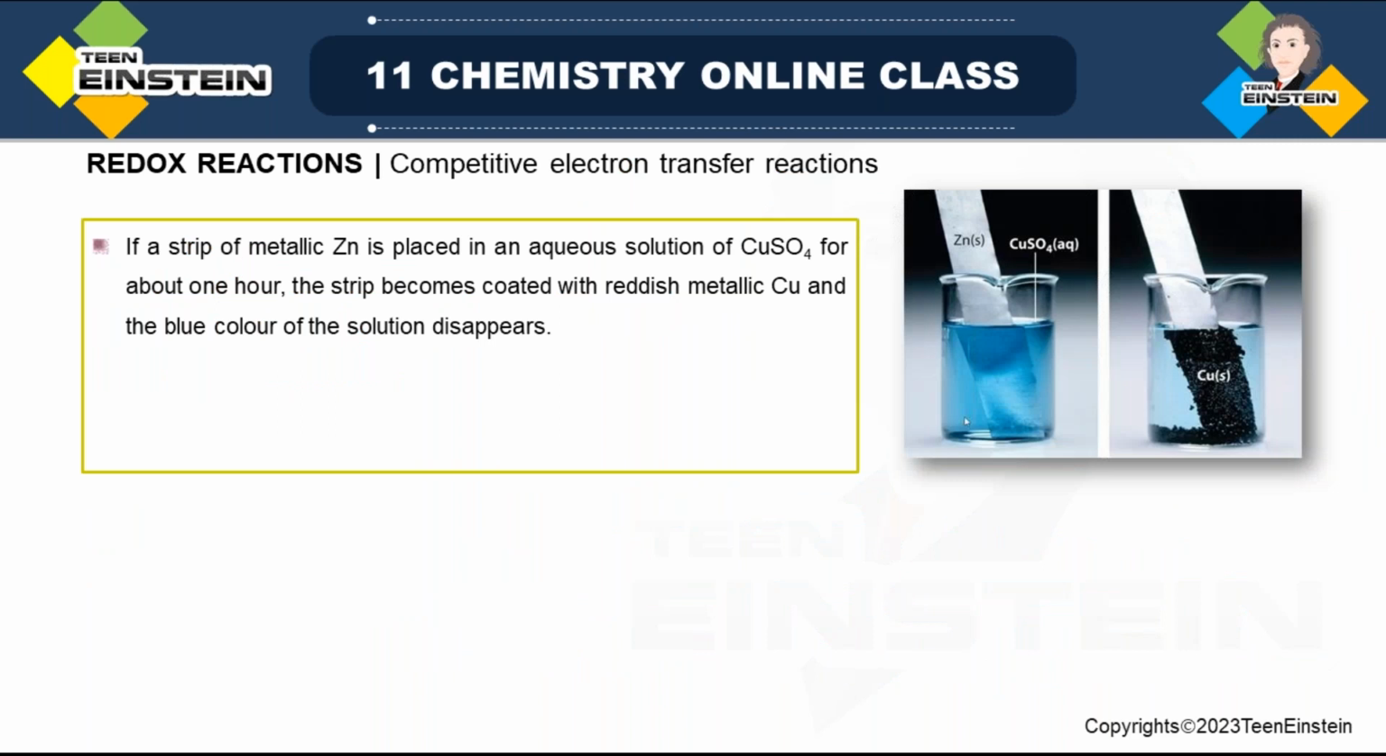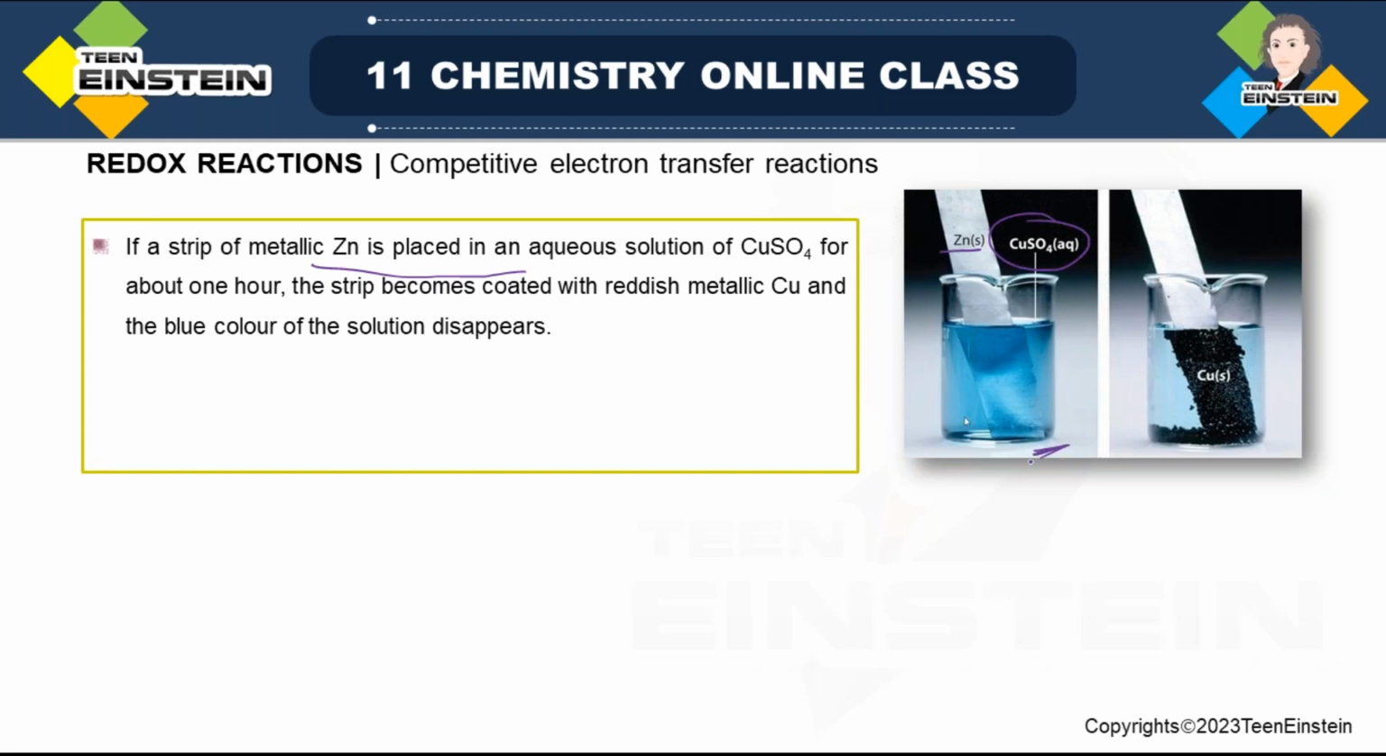Next topic we are starting: competitive electron transfer reaction. So competitive electron transfer reaction means here there will be competition between two different substances. Fine. So as you can see in the picture, in the beaker we have taken copper sulfate solution, and in the copper sulfate solution we have dipped a zinc strip. So a strip of metallic zinc is placed in an aqueous solution of copper sulfate, whose color is this type of blue, for about 1 hour.